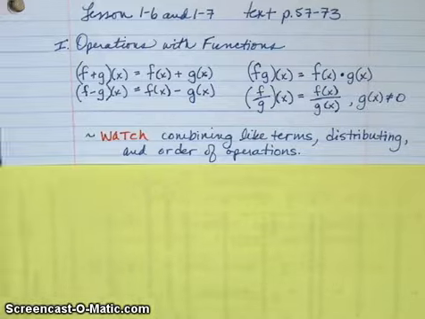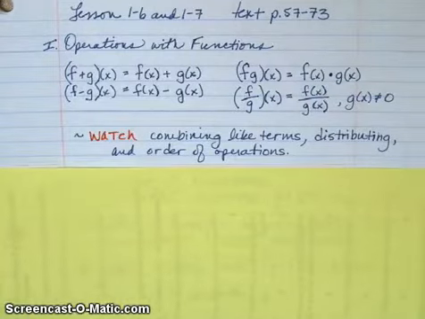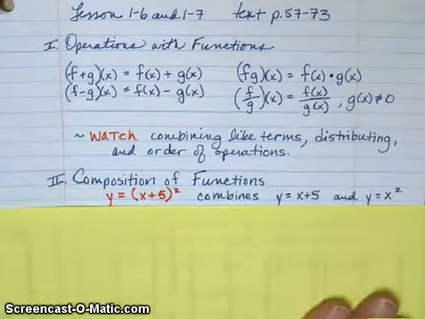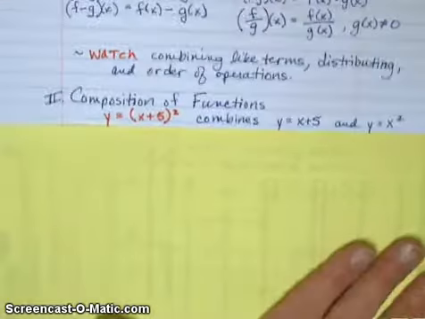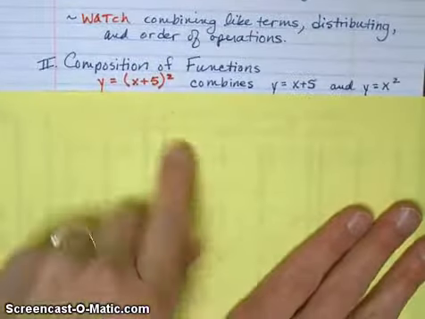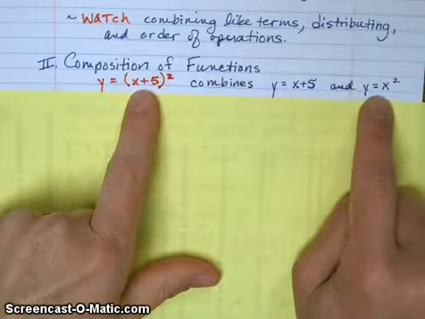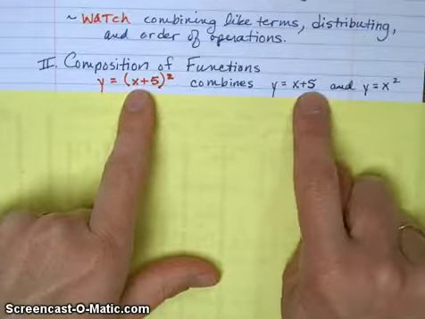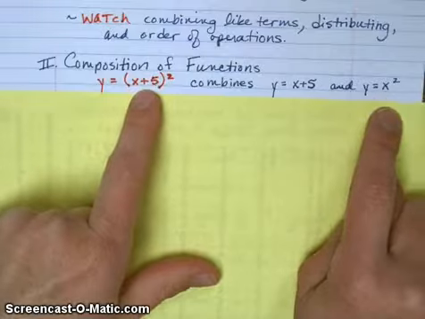Okay, let's talk about another type of operation with functions, and that is called the composition of functions. When you have a composition of functions, it puts two pieces together, just like a composition would be, so it combines these two functions. For example, if I have the function y equals x squared, and then I have the function y equals x plus 5, if I put this function in this function, I would have (x plus 5) squared.